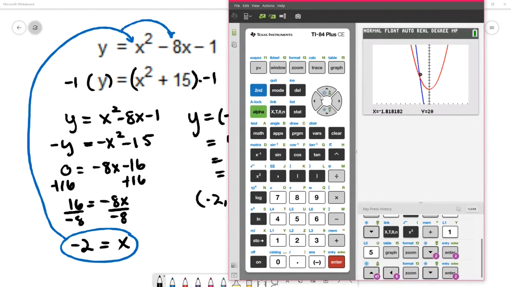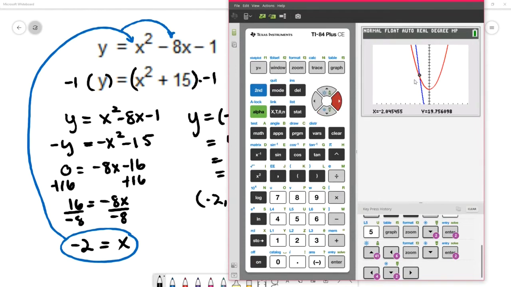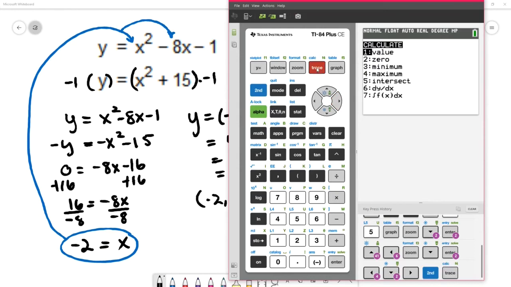Now you can see that intersection point pretty well. But just moving this point around doesn't tell us what that intersection point is. You can see how many decimal places we have here. So there is a feature in the calc menu called intersection. So I'm going to hit second, trace, and the feature is called intersect.